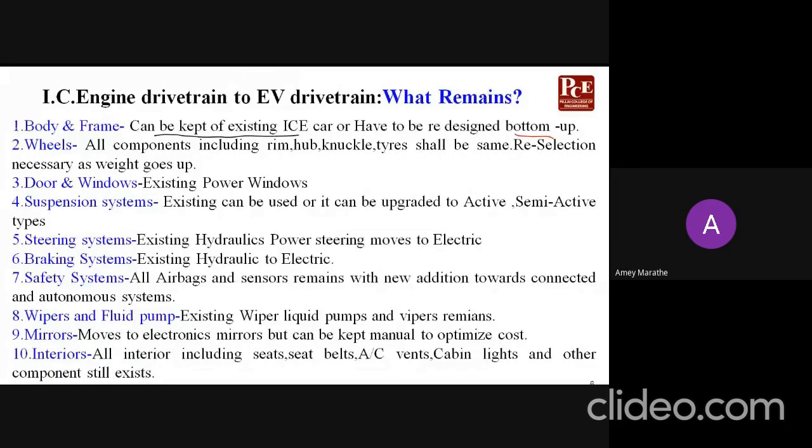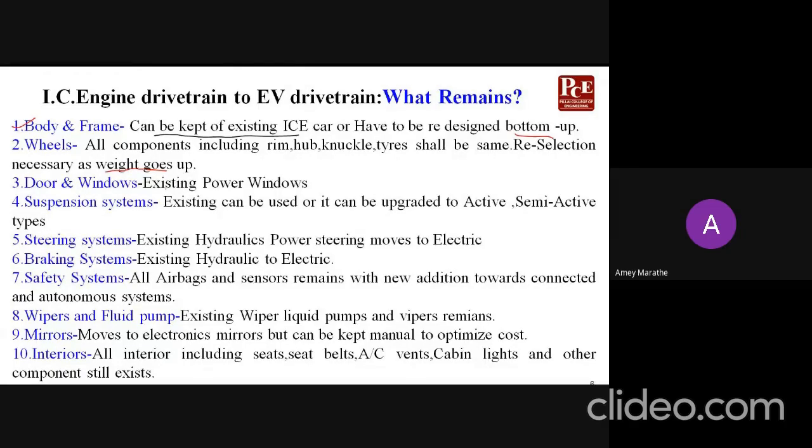Wheels definitely should be there. All the components of rim, hub, knuckle, tires shall be there. But reselection is necessary as the weight goes up. This is important. When we are talking about wheels, we need to take the weight into consideration as well. In layman's language, wheels will remain.